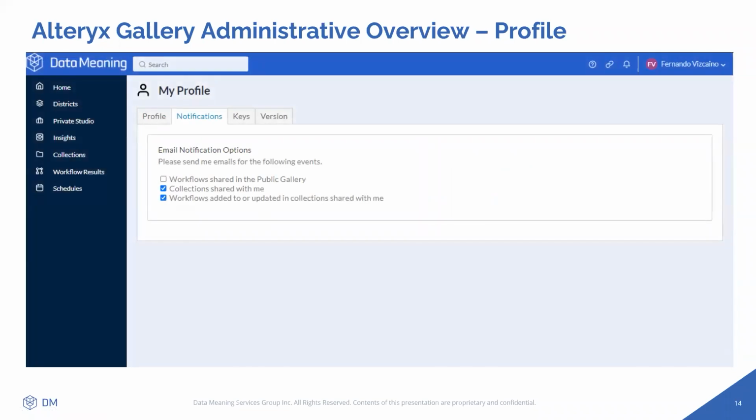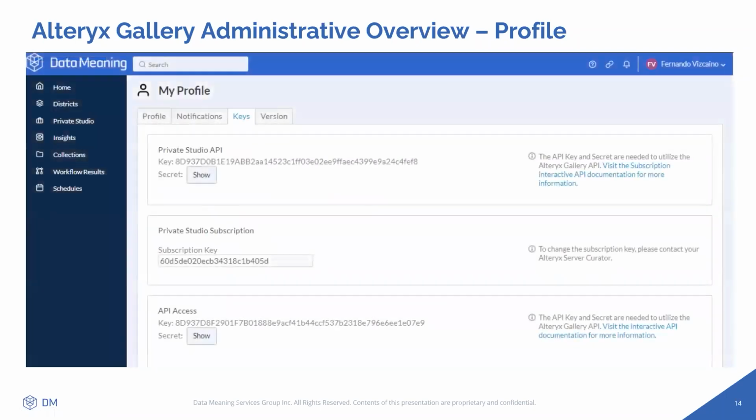You have also the notifications page here. Very simple, but if you are in a lot of different collections and you have a lot of workflows, a lot of users, then you start receiving a lot of emails for everything that has been shared with you or anything that was updated. This is for you to simplify and stop receiving those, right? You have your keys here. This is more related to the gallery APIs, all right?